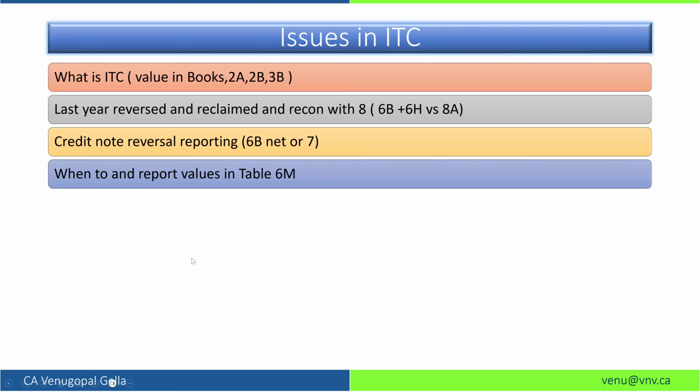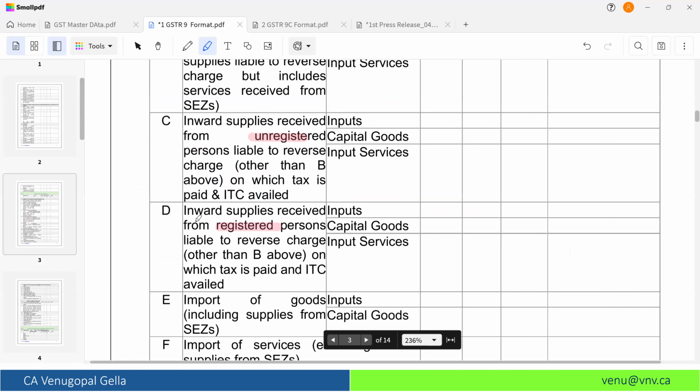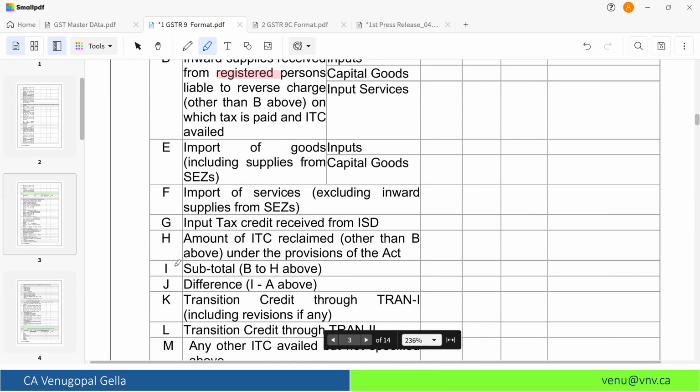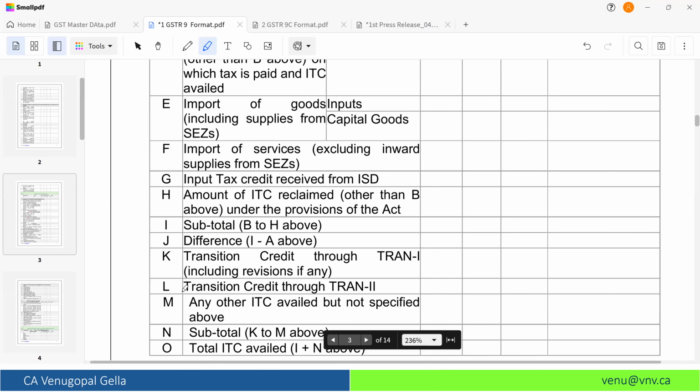The next one is when to report the values in 6M. For the sake of others, let me just pull this up. 6M is any other ITC availed but not specified above. Is anyone using this? If you are using it, why and where are you using it? As Pawan said, I would want to use this for all my 4D1 reporting, I want to park it here. One option, no problem. Any other views from anyone?